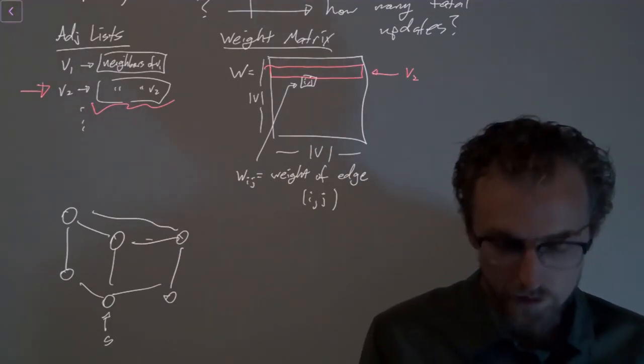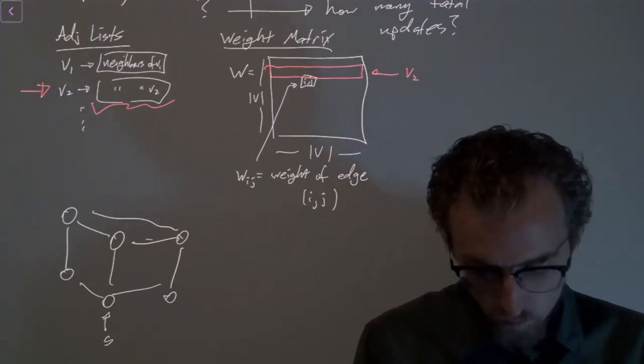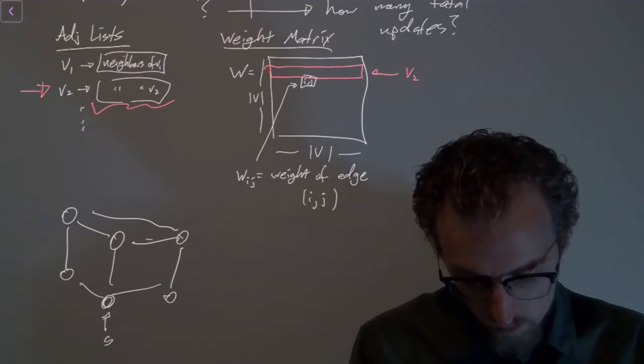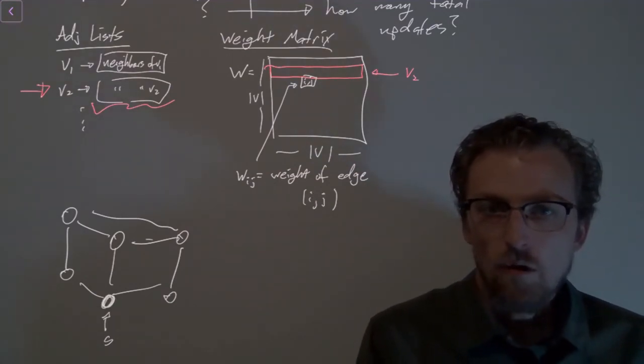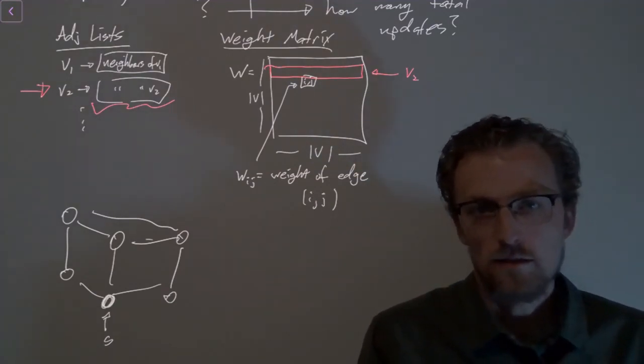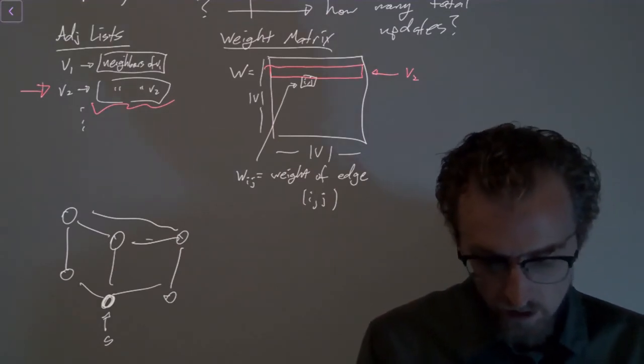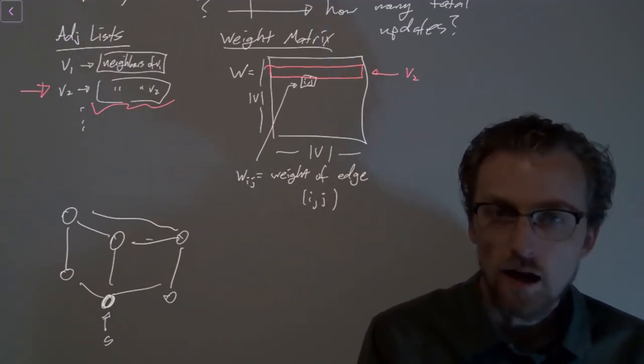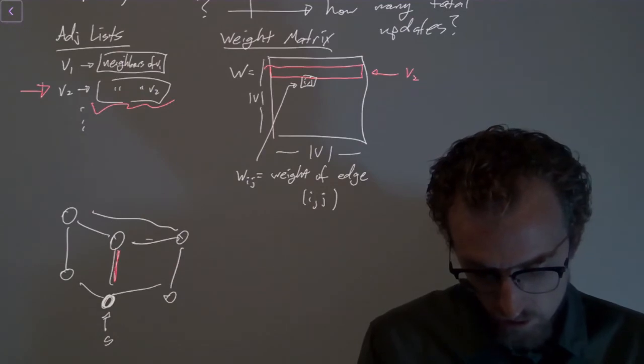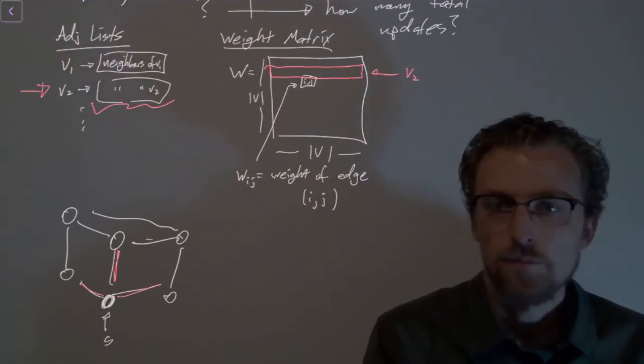And suppose it's something like this. So what happens when I add S to my tree? Well, I have to search the neighbors of S to update their weights. So let's keep track of which edges I've looked at. I've looked at this edge, and this edge.